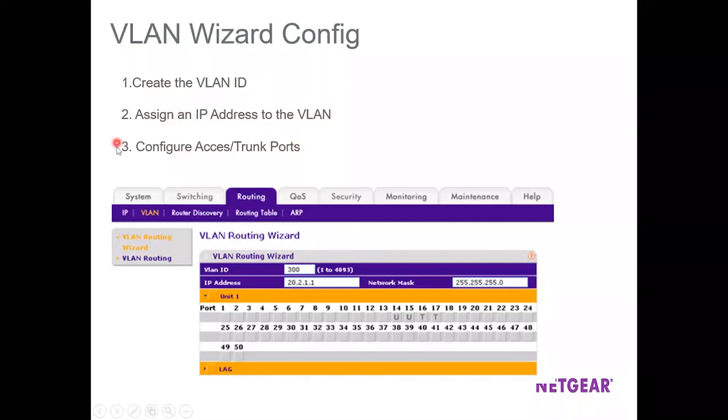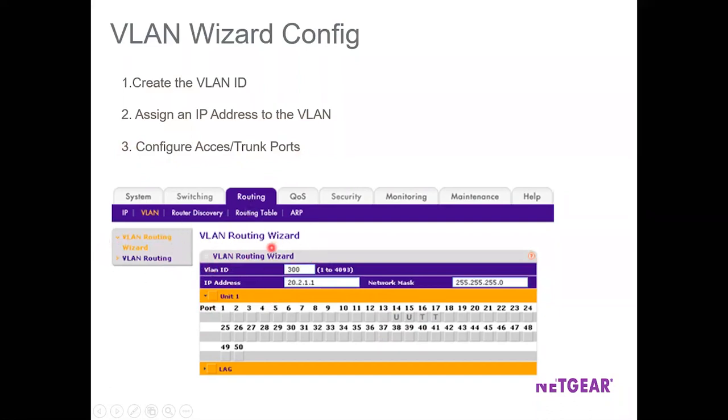And to finish, we can configure the access or the trunk ports. If I click once, a U will appear, which means an access port or untag, and a T for a VLAN means a tag or trunk port.